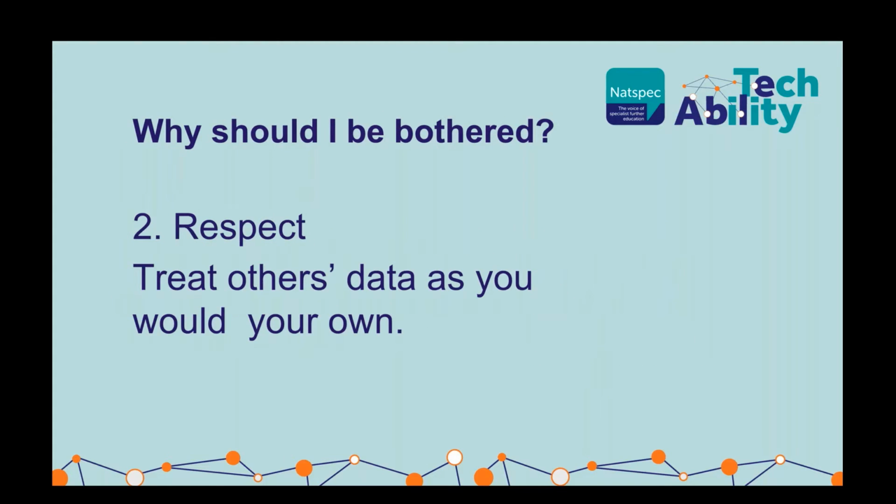But you should also be bothered because it's a matter of respect. We should be treating other people's data in the same way that we would treat our own. What your granny always said, do as you would be done by, treat other people like you would like to be treated. And this applies to data as well. If you're going to be careful about your own data and you don't want it to get out into the wild, we should be doing that with the data of the people that we're supporting as well.